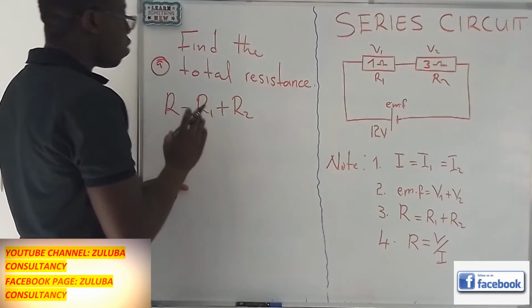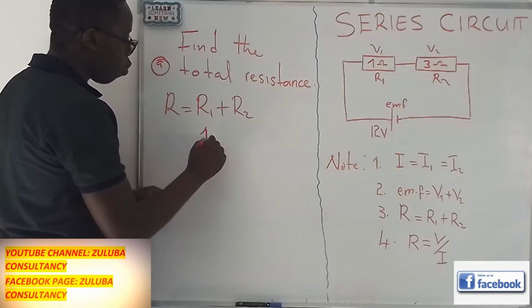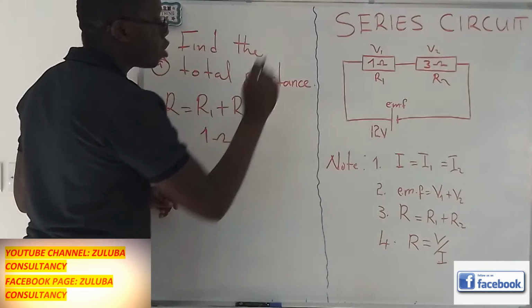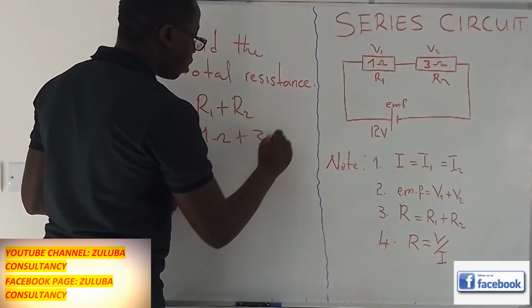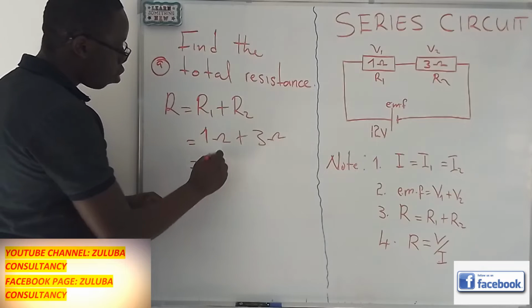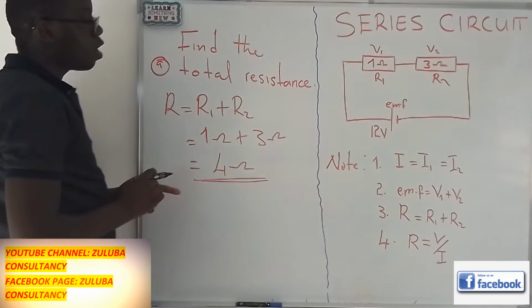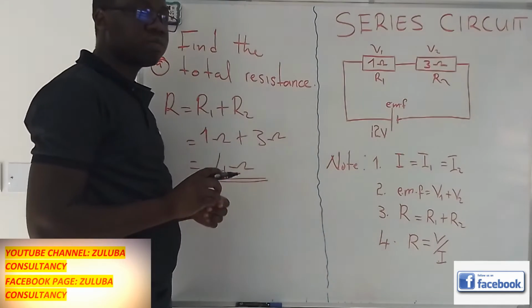So what is the information? We have resistor 1, it is 1 ohm. Then resistor 2, it is 3 ohms. So when we add the 2, we'll get 4 ohms as the total resistance in this circuit.